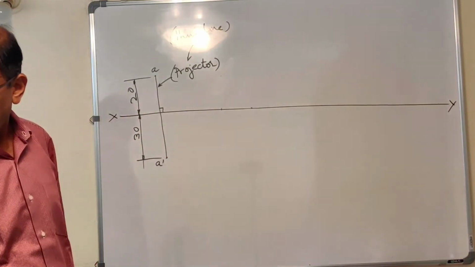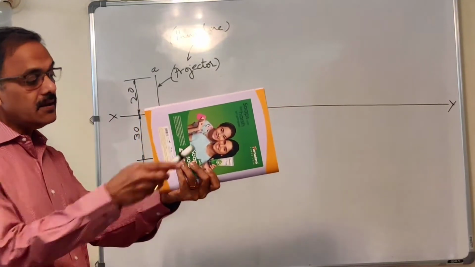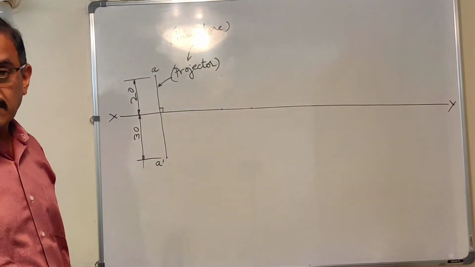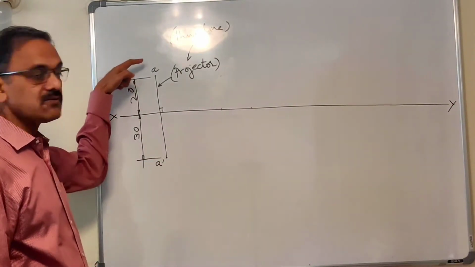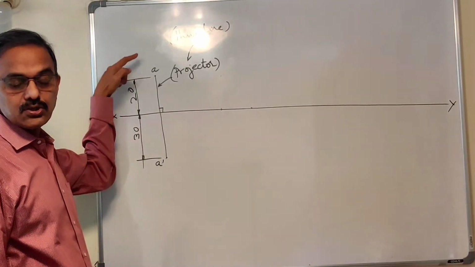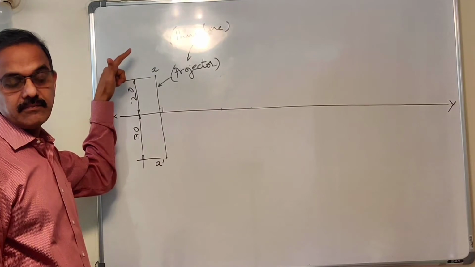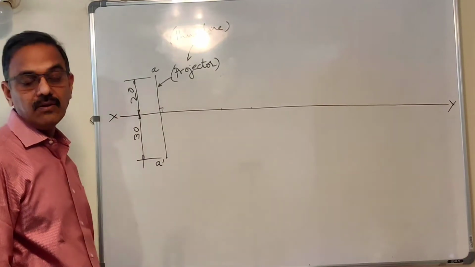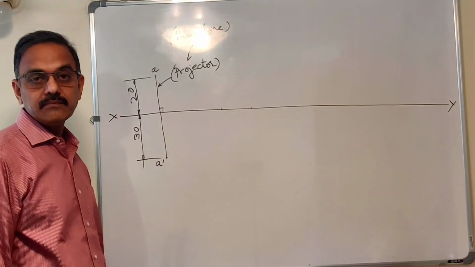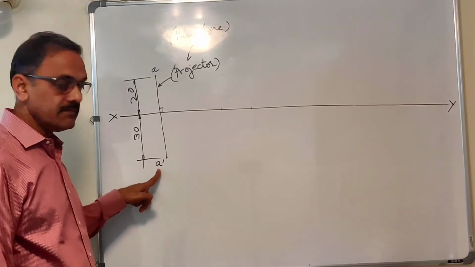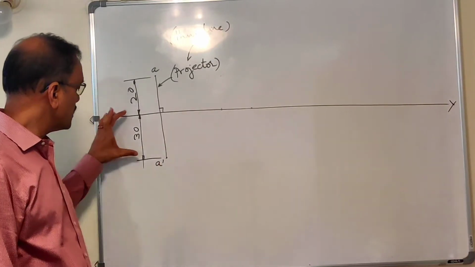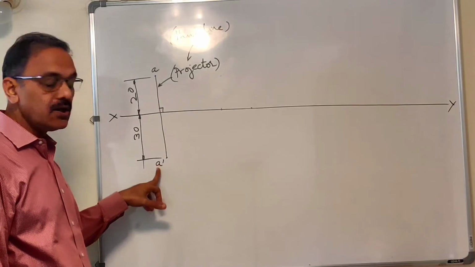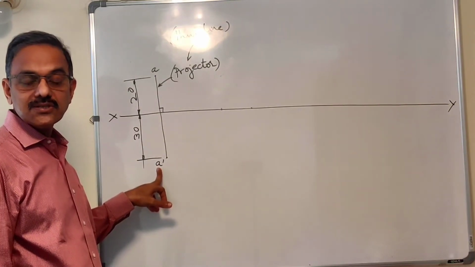When I say from VP, if this is VP, it can be in front of VP or it can be behind VP. Which case is this? You find the top view above XY line. So this should be behind VP. So I can say the point A is 20 mm behind VP. Now let us take the front view. This is the distance. So this distance should have been from HP because this is front view. When you see front view, the distance is from HP.